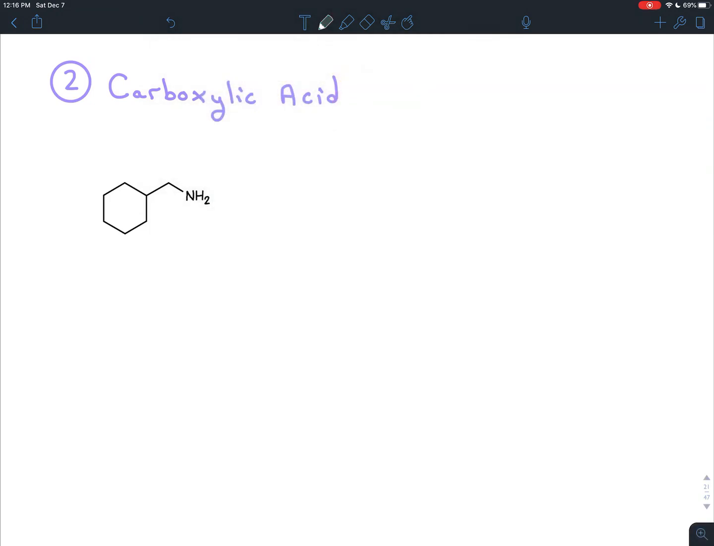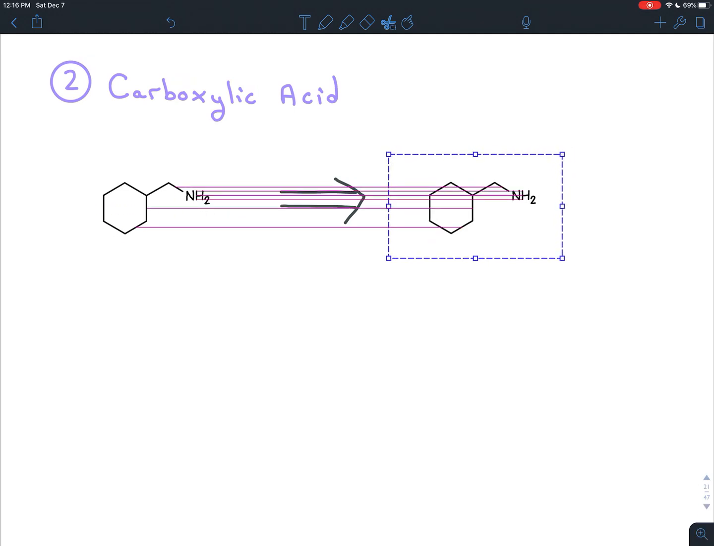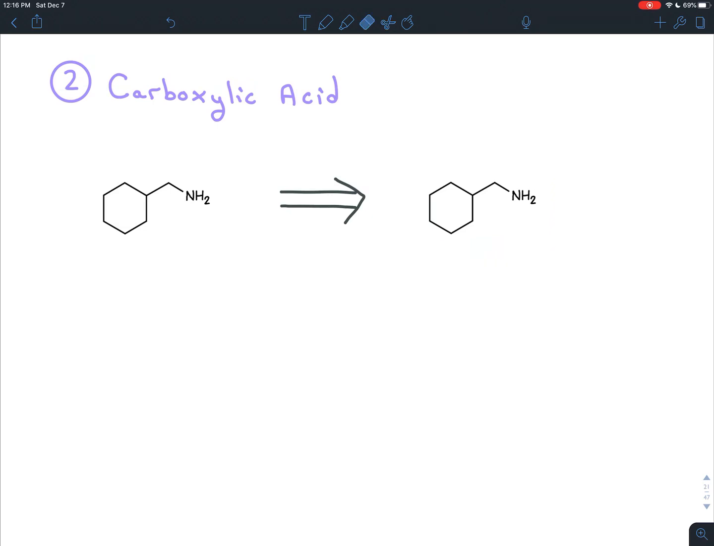So if this is the amine we want, how could we make that? That's what this retrosynthetic arrow is talking about. Let's think about the carboxylic acid we would need. You take your amine, and the carbon that has the amine on it is the carbon that will have the carboxylic acid on it.